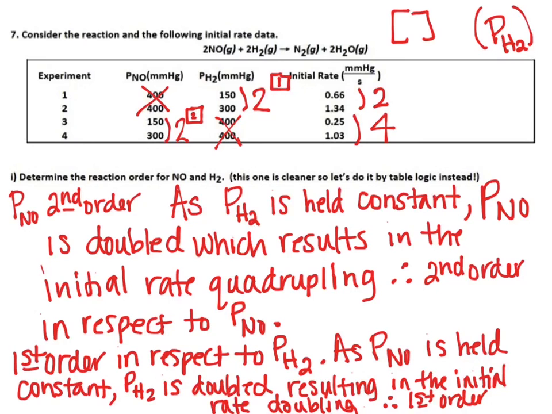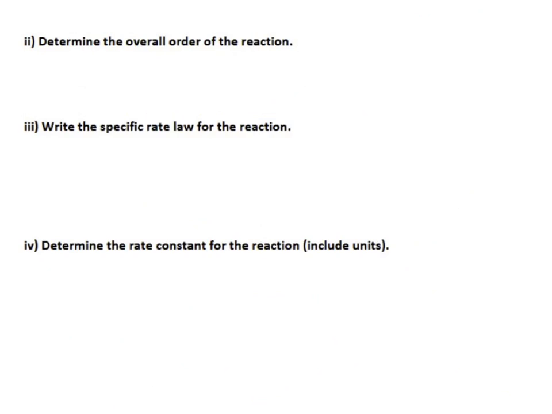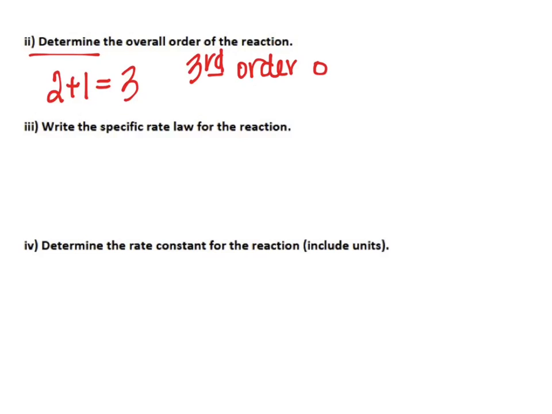Well, let's go on to the next one, or overall order. Determine overall order. So we have 2 plus 1, which means our overall order is 3. So third order overall.